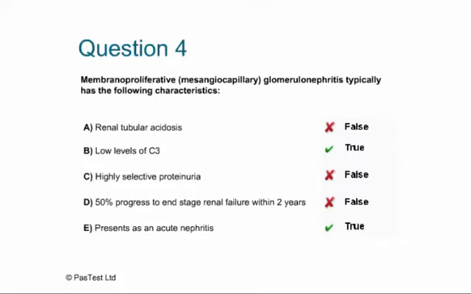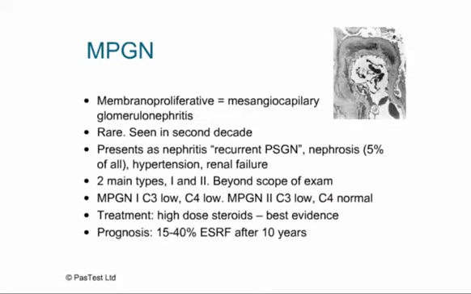Does it present as an acute nephritis? It indeed does, and its typical presentation is as an acute nephritic illness, so that's true. Let's move on to talk about membranoproliferative glomerulonephritis, which I'll refer to as MPGN from now. MPGN is rare. It's a disease of older children and is typically seen in the second decade. It often presents as a nephritis, a so-called recurrent post-streptococcal GN. This is the disease that mimics post-streptococcal GN. It presents as a nephrosis on occasions and accounts for 5% of all childhood nephrotics. It sometimes presents simply with hypertension and sometimes with renal failure.